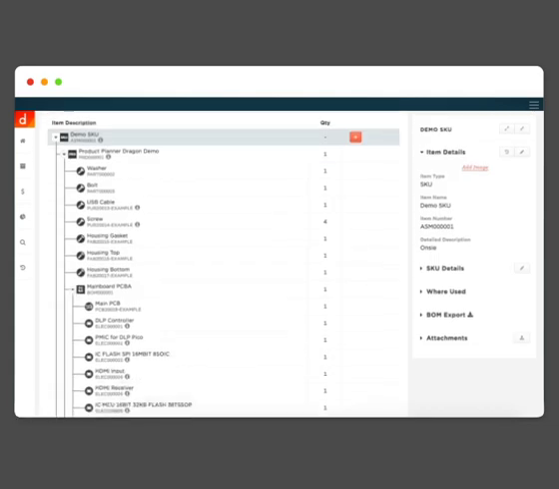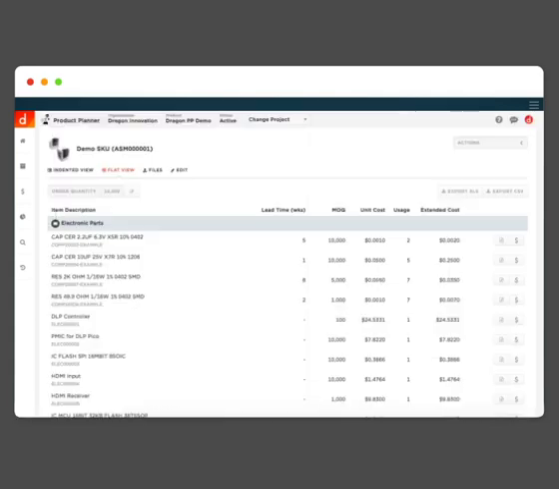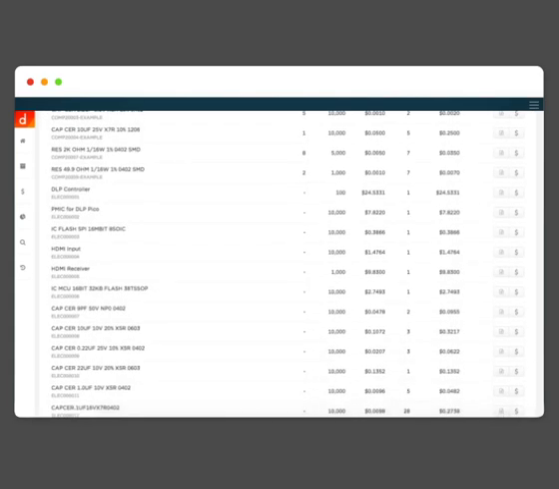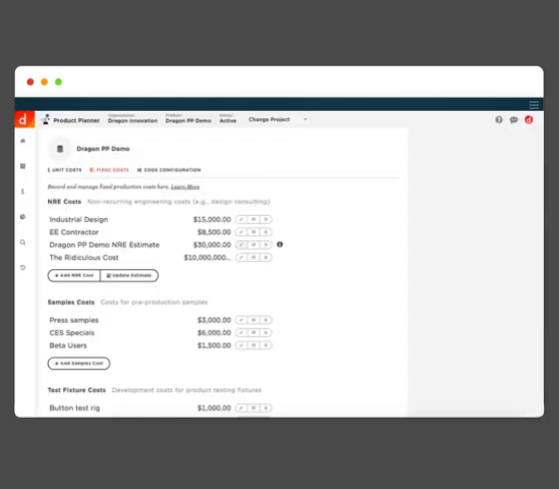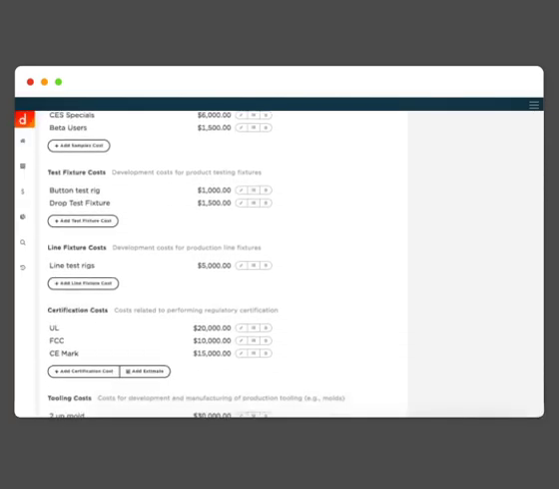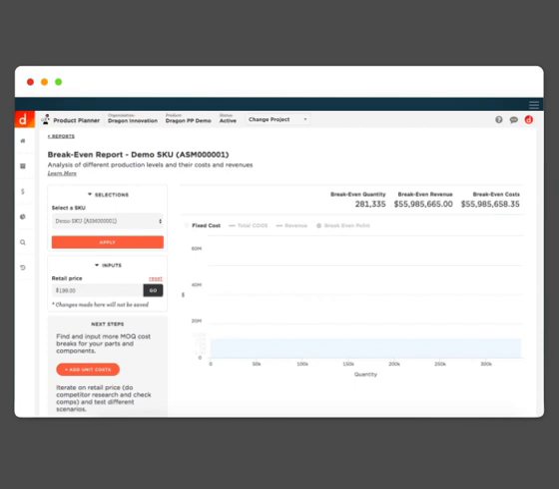Product Planner is here to help you organize your product data and costs so that you're never blindsided because there was a question you didn't ask or a detail you didn't realize was important. We unlock insights in your data to give you the information you need when you need it.